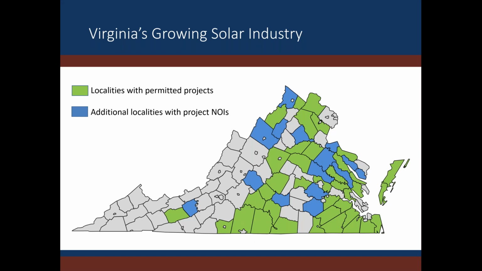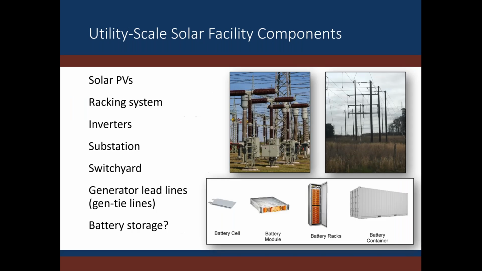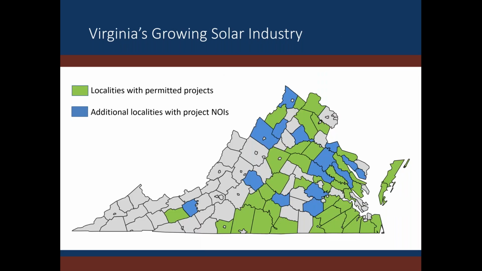Where are all of those projects? This map shows the 37 localities with solar facility permits in green and the additional 15 localities with notices of intent in blue. So the facilities are going to cover the state.